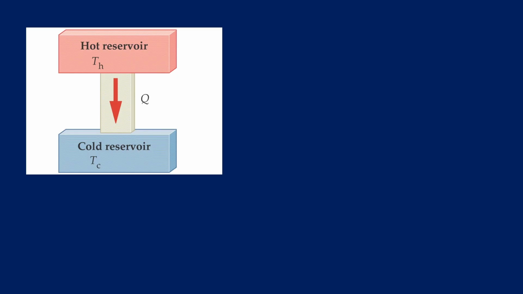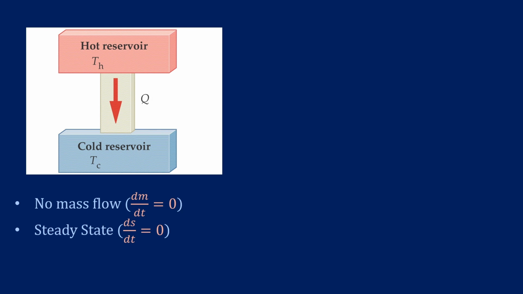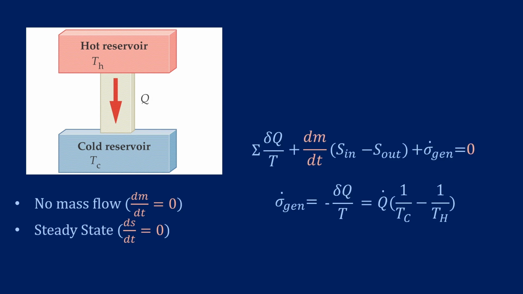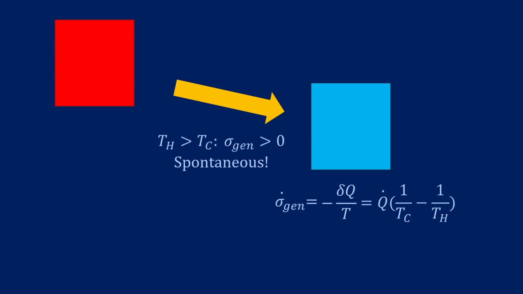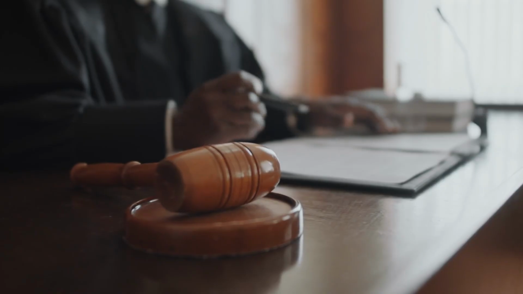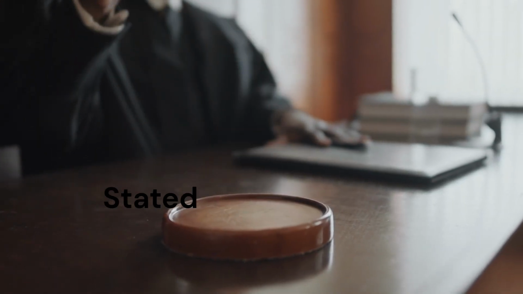Consider a simple but powerful example: heat transfer between two reservoirs. There's no mass flow, and the system is at steady state, so the entropy balance reduces to sigma_gen equals Q dot times (1/Tc minus 1/Th). As long as Th is greater than Tc, the term in parentheses is positive, which proves mathematically that entropy generation must always be greater than 0 in real heat transfer. This is the second law, not just stated, but derived.